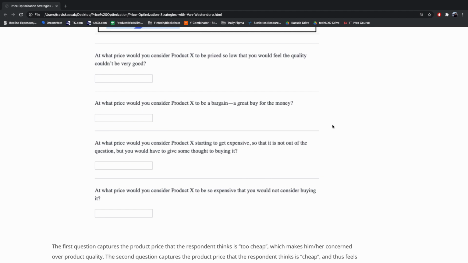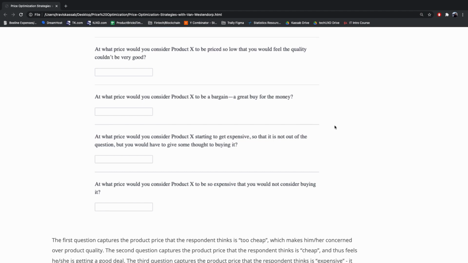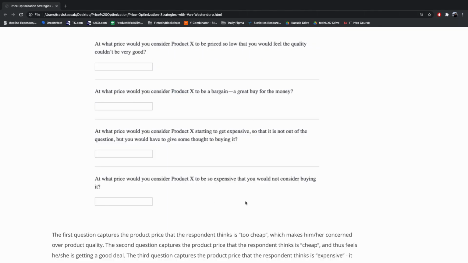At what price would you consider product X starting to get expensive, so that it is not out of the question, but you would have to give some thought to buying it? This is the expensive response. And then the last one is: at what price would you consider product X to be so expensive that you would not consider buying it? This is the too expensive response. So we define a product concept based on these 4 different points for each respondent.